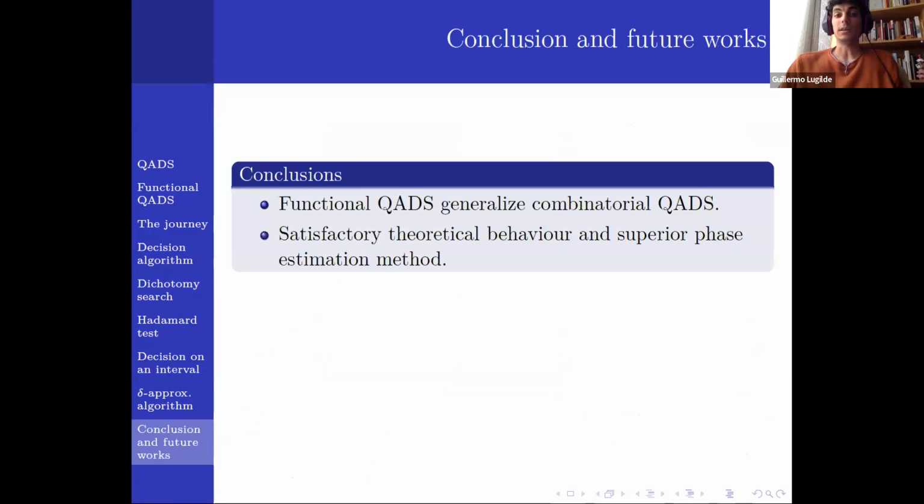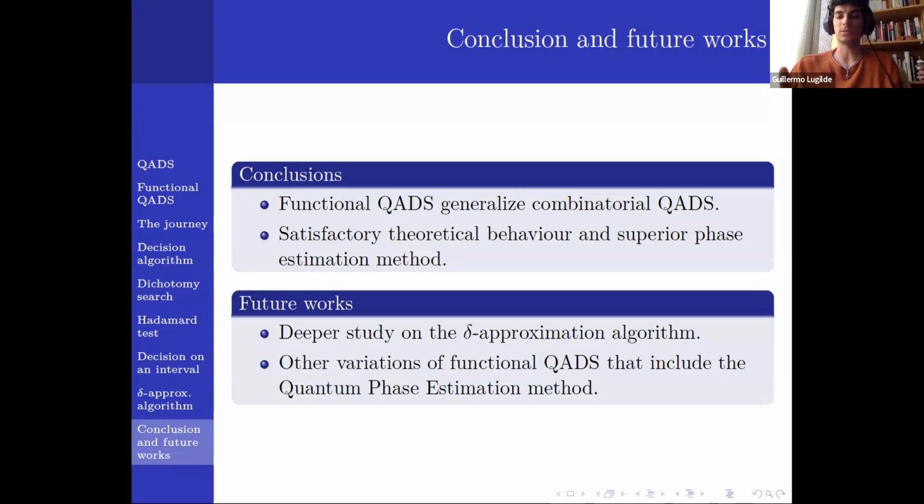In summary, functional quads generalize combinatorial quads. They have a satisfactory theoretical behavior, including a very interesting connection to the QFT circuit. And of course, they provide a phase estimation method, which is far better than the ones studied until now. Of course, the delta approximation algorithm is not perfect. It is subject to new modifications and improvements, so it deserves a more thorough study, as well as functional quads themselves. They also deserve a more thorough study.